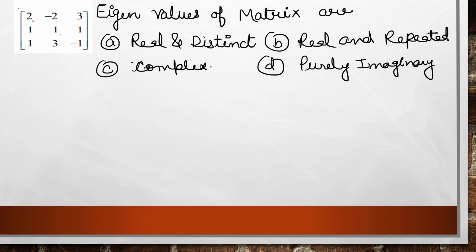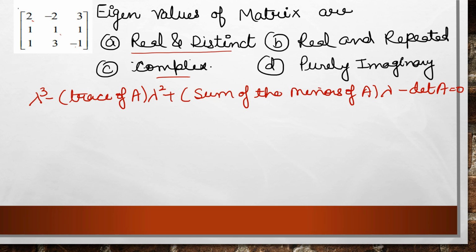Now the last question here, they are asking about the eigenvalues, whether they are real and distinct, or real and repeated, or complex, or purely imaginary. So in order to get this, we have to find the eigenvalues. So what is the formula for calculating the characteristic equation? First of all, we have to find the characteristic equation. Now see, this is the formula to find the characteristic equation, right?